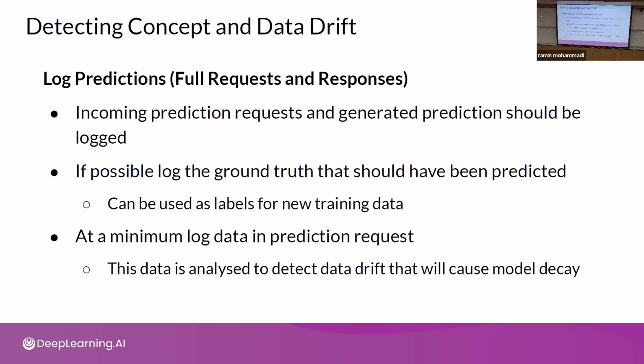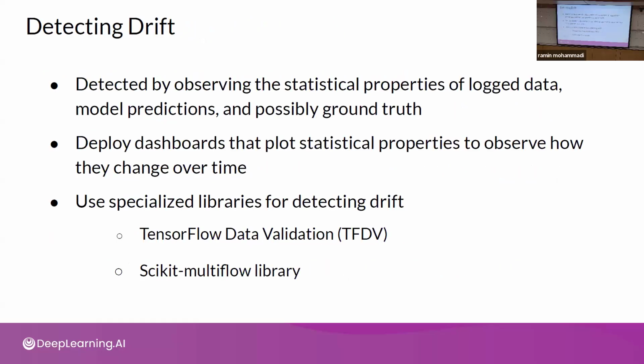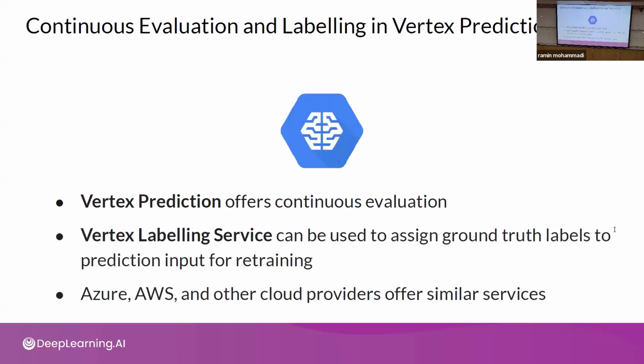So I think that summarizes model drift detection. We monitor the logs, and there are a series of ways you can monitor. You can use a series of libraries. TFDV is one of those. Scikit-Multiflow is another library for detection of this drift. Some of them have dashboards, some of them don't.